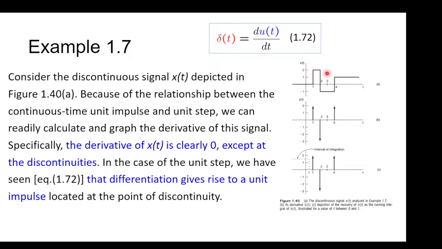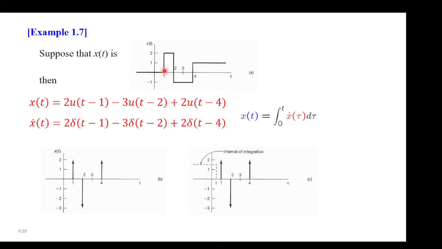So maybe let's just go to the answer here. This function is constant everywhere, but it has three discontinuous jumps at t equal to 1, 2, and 4. So you can write this function as three unit step functions added together. It's like 2 times u of t minus 1, starting from here, then you subtract 3 times u of t minus 2, then you add 2 times u of t minus 4.